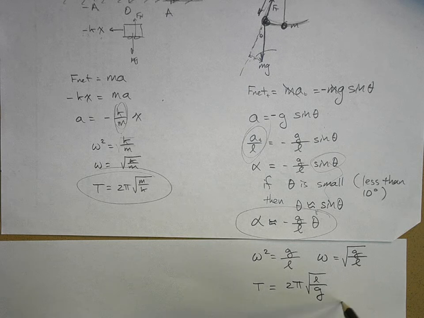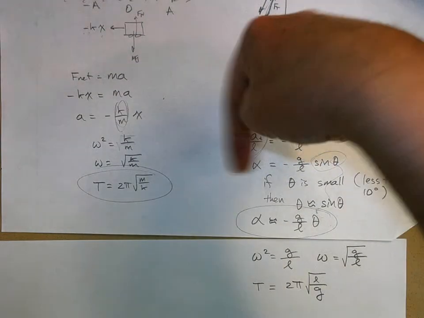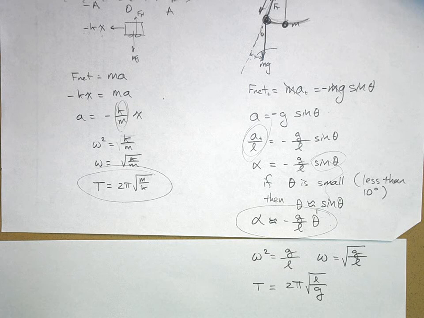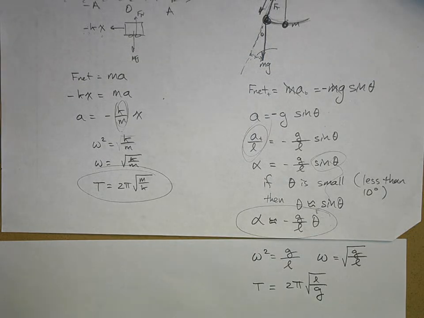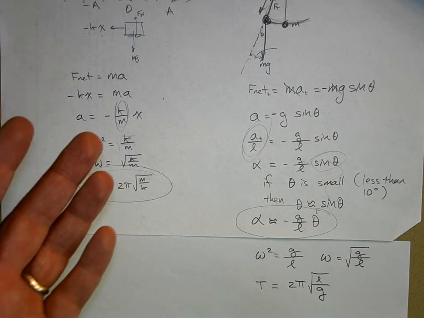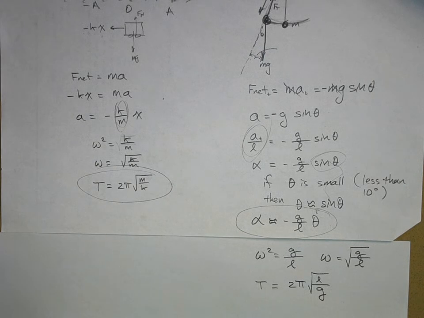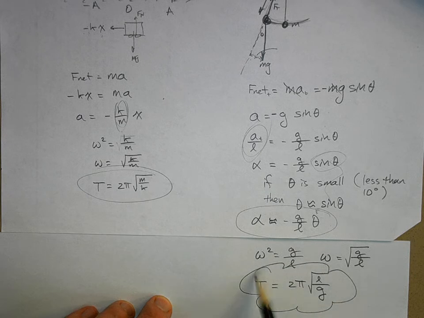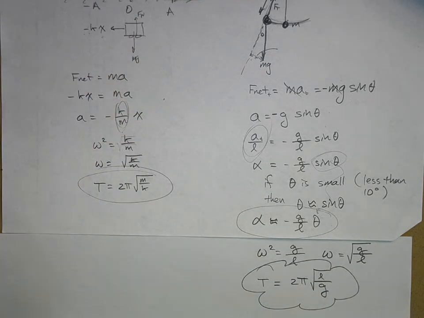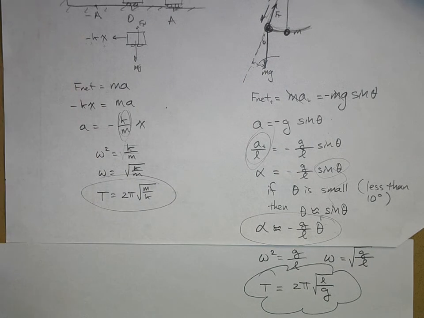Now, this is for small angles. If you try making it like big, huge swings where the angle goes all the way up to 40, 50, 60 degrees, this is not going to work. But if you keep the angle of the swing really small, then this works really well. But it's an approximation. And by the way, this is what physicists do all the time. They make approximations. So this is why pendulums can approximate simple harmonic motion, whereas mass spring systems are perfectly described by simple harmonic motion.